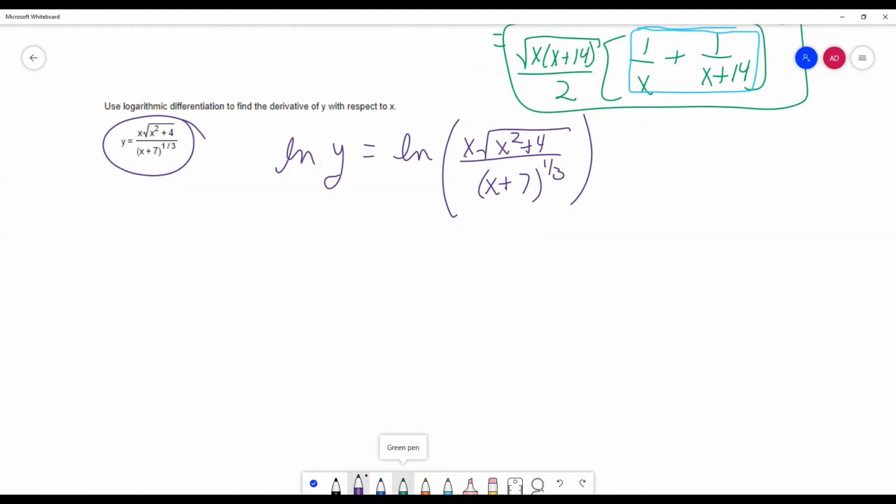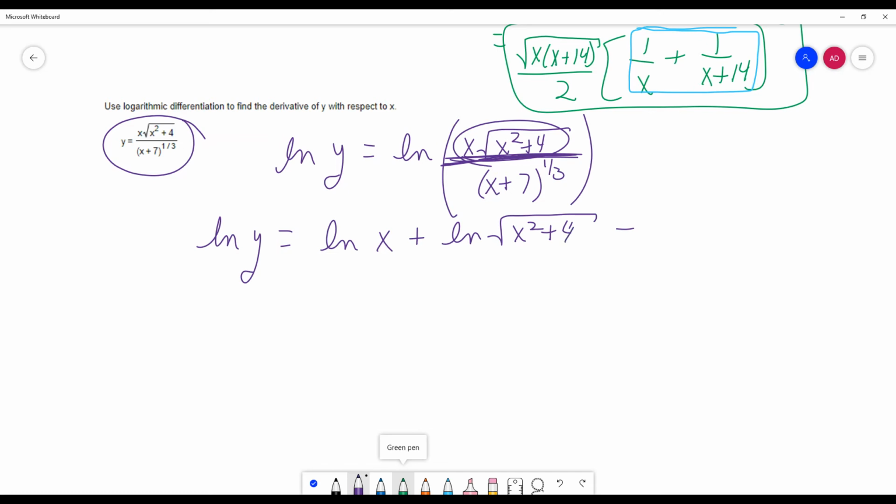Now let's use our properties. Notice I'm not taking a derivative yet. I'm just using the properties to break this down. So remember, if you have a product, you have a sum. And if you have a quotient, you have a minus. I hope that makes sense. If it doesn't, you might want to go back and talk to your pre-cal teacher.